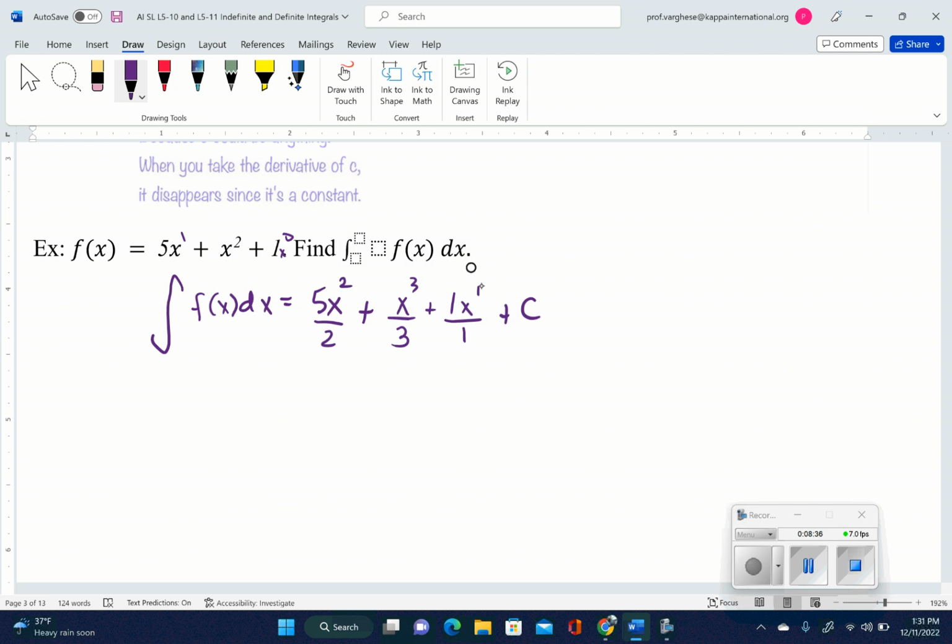Now let's take this expression that we have right here and simplify it. So 5 over 2 cannot reduce, so we can leave it as 5 over 2 x squared. And then over here we have x to the third divided by 3. We can't simplify that either, so we could leave that. The 1's cancel out, so this is x to the first, which we can just leave as plus x, and then plus c. So the integral of f of x dx is equal to 5 over 2 x squared plus x to the third over 3 plus x plus c.